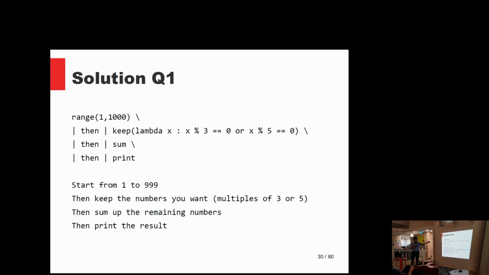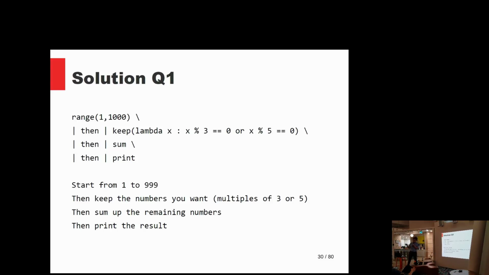So on top is the actual Python code. Below is the English translation. I start off with this list. I keep the numbers that I want, and then I sum it up, and then I print out the result.